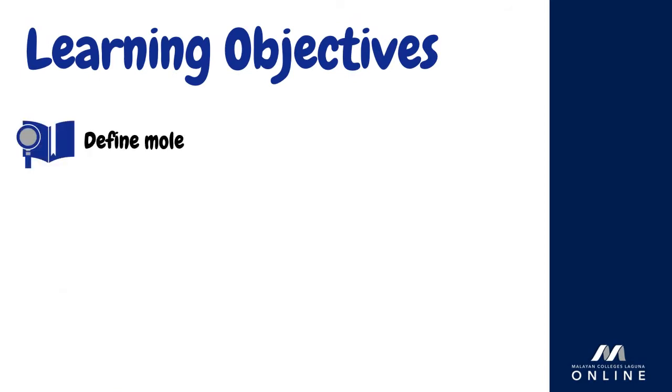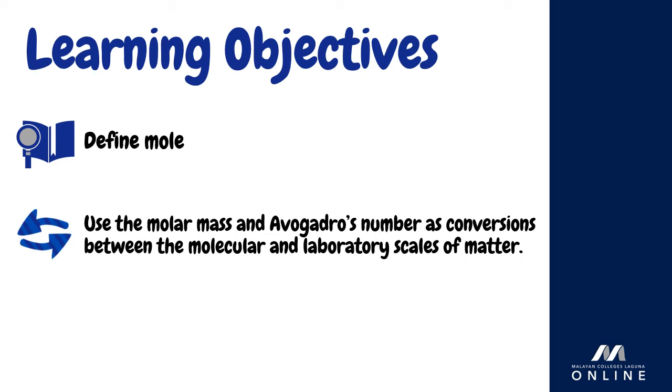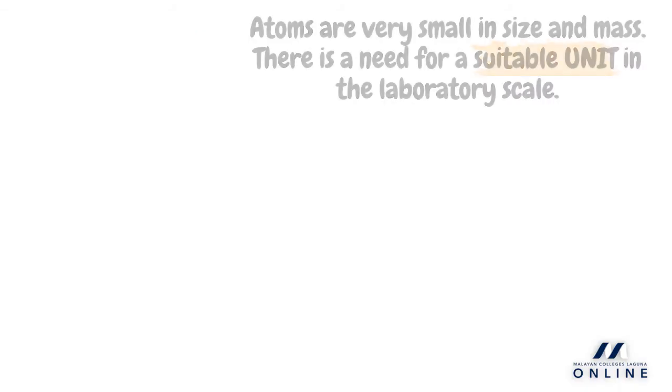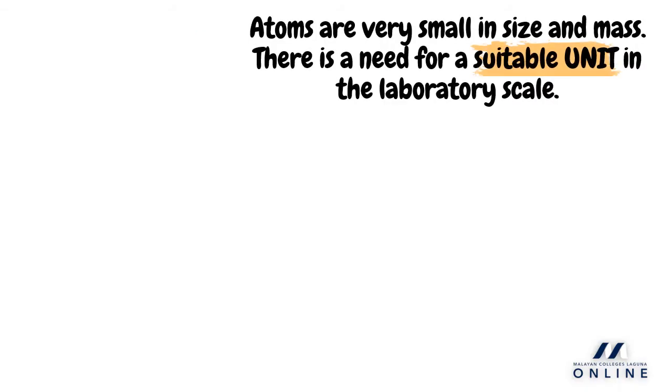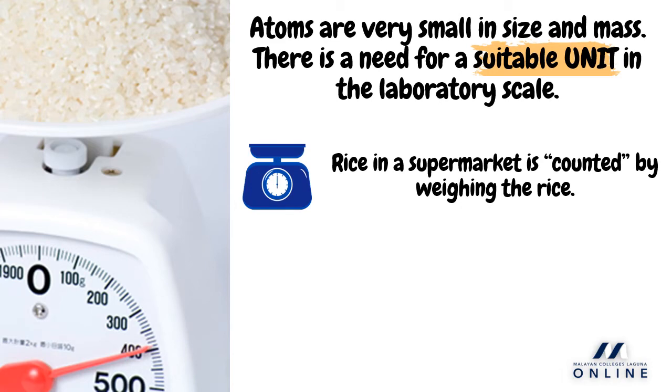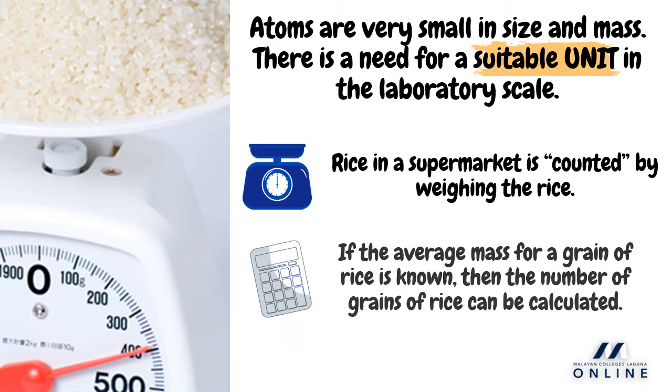For this session, we are going to define mole and use molar mass and Avogadro's number as conversions between molecular and laboratory scales of matter. Atoms are very small in size and mass. There is a need for a suitable unit in the laboratory scale. This is analogous to buying rice in a supermarket. We count the rice by weighing the rice. If we know the average mass of one grain, then we can determine the number of grains of rice. We do not count it one by one, just like the atoms.